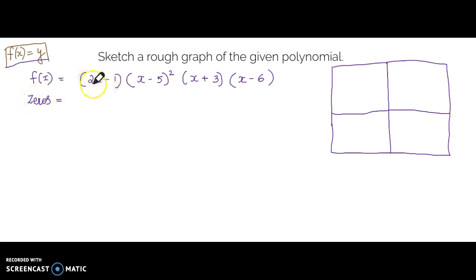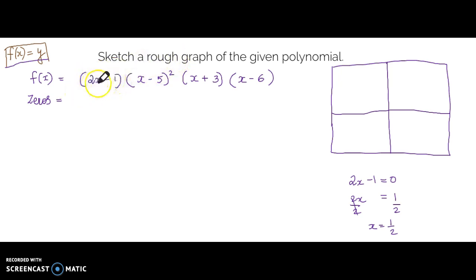For example, from the first factor, if I equate 2x minus 1 equal to 0, to solve for x, I have to add 1 on both sides. So I get 2x is equal to 1. And then to cancel the 2, I have to divide by 2 on both sides. So I get x is equal to half. Okay, so that's how I find the zeros. From each factor, I set it equal to 0 and solve for x to find the zeros.